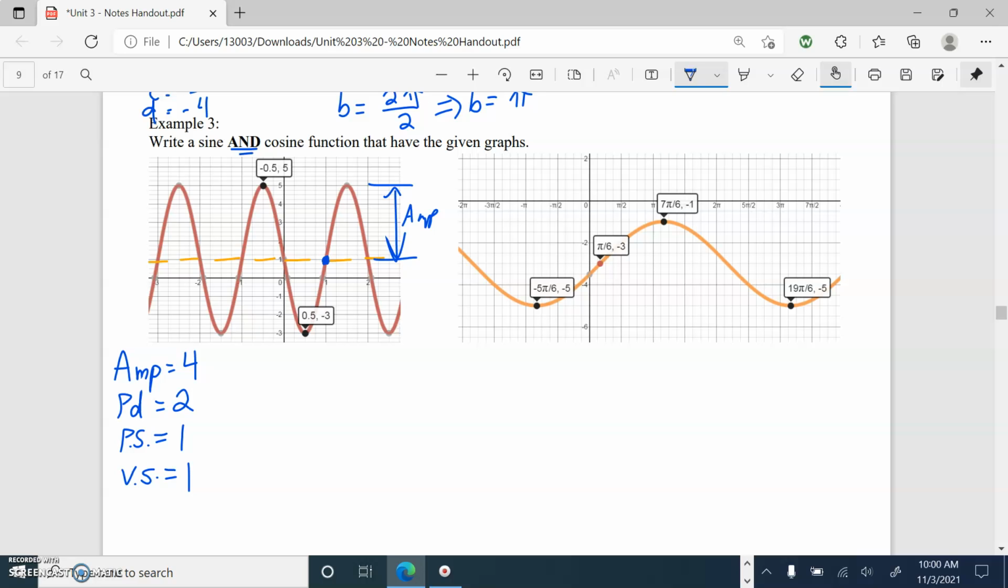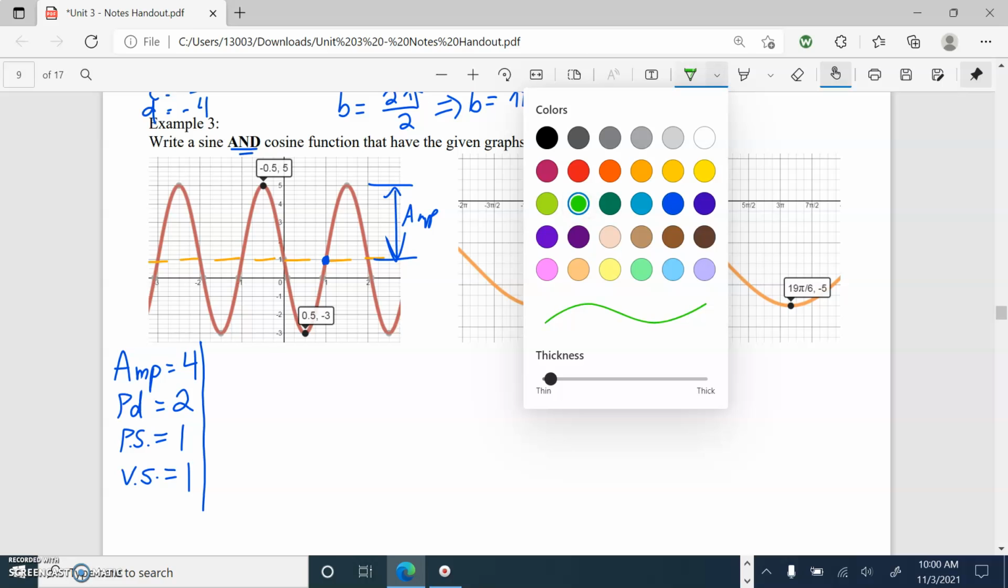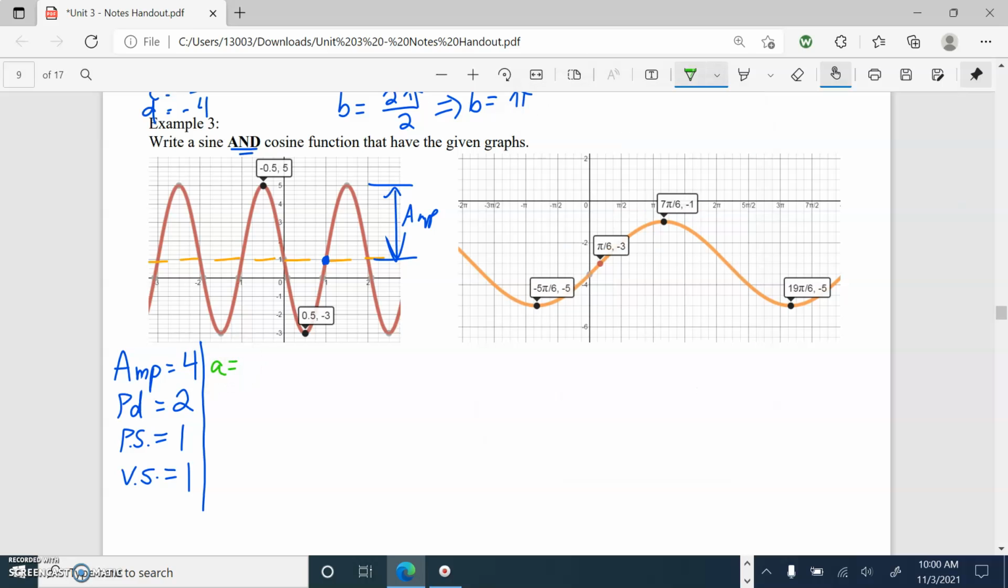So let's keep going here. I'm going to draw kind of a separator here. Let's go with green. A equals, B equals, C and D. A lot of these transfer over. Our amplitude is the absolute value of A. Our phase shift is directly C, our vertical shift directly D, which is 1. Our period in this case, PD, we know it's 2. We know that the equation for the period is 2 pi over B. So if we set those equal to each other, B is 2 pi over 2, or B is equal to just pi.